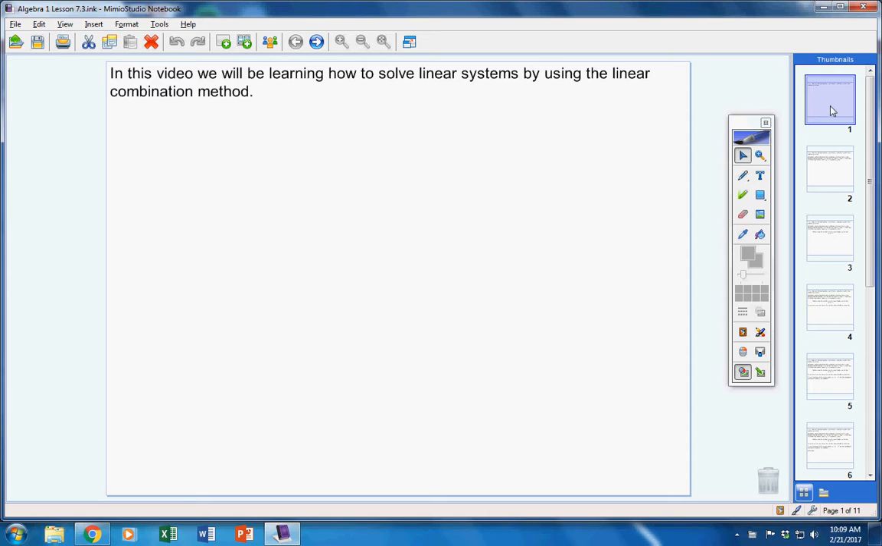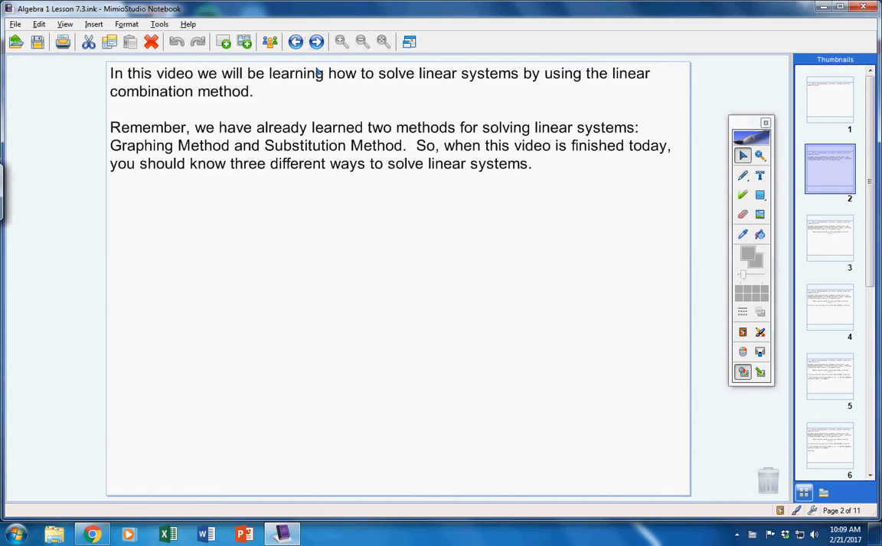Students, in this video today we'll be learning how to solve linear systems by using the linear combination method. Remember, we have already learned two methods for solving linear systems: the graphing method from lesson 7.1, and the substitution method from lesson 7.2. So theoretically, as long as you've done your work and learned your math, when this video is finished today, you should know three different ways to solve linear systems.